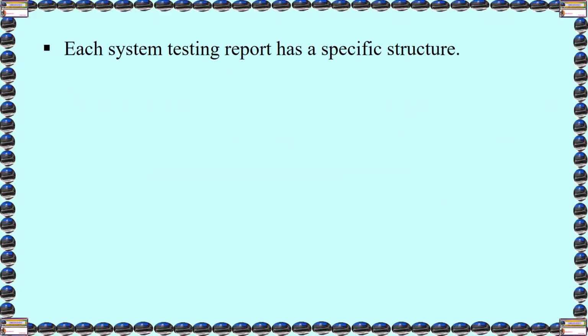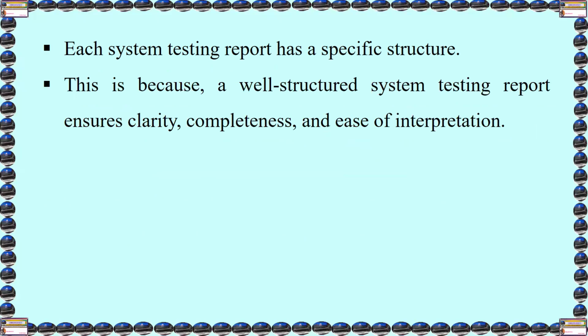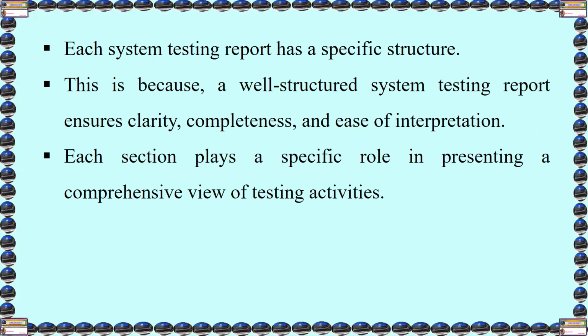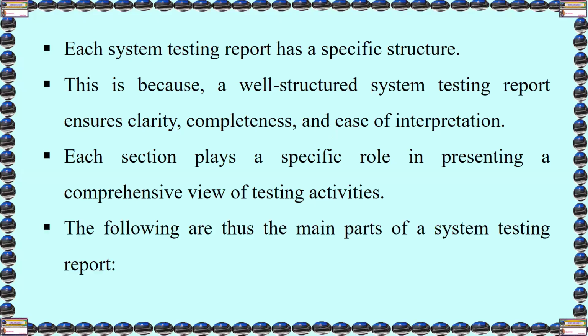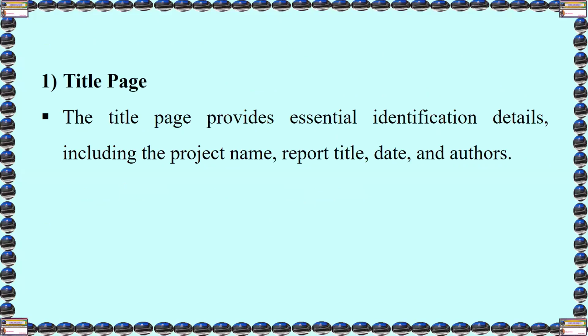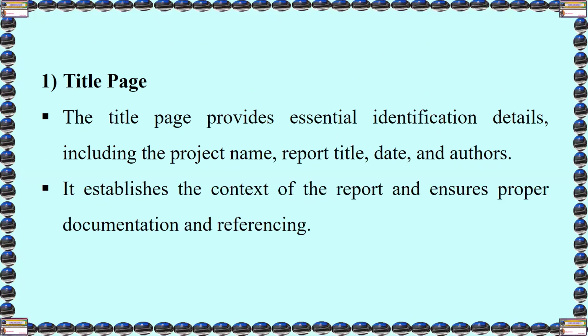Each system testing report has a specific structure. This is because a well-structured system testing report ensures clarity, completeness, and ease of interpretation. Each section plays a specific role in presenting a comprehensive view of testing activities. The following are therefore the main parts of a system testing report. Number 1, we have the title page. The title page provides essential identification details, including the project name, report title, date, and others. It establishes the context of the report and ensures proper documentation and referencing.